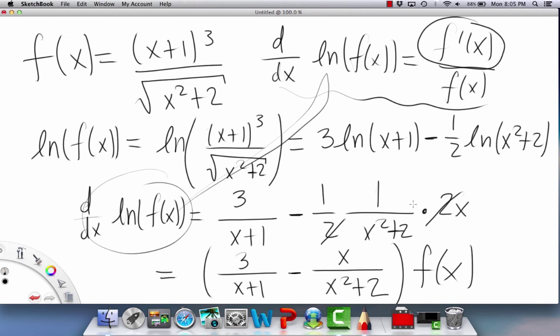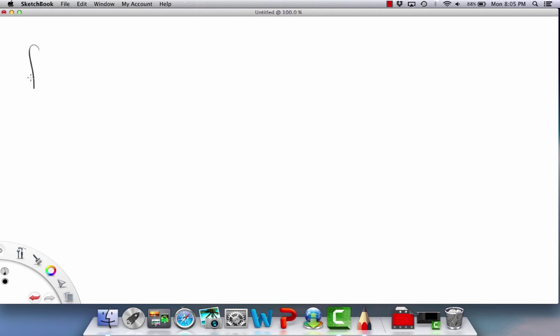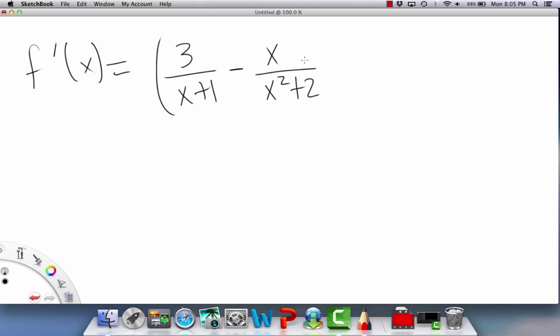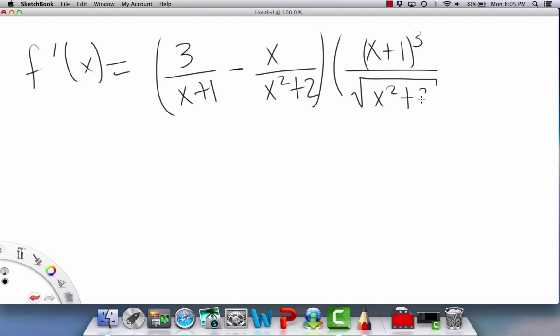Okay, let's go on to a new slide so I have more room to work. So now we have f prime of x equals what we just had, 3 over x plus 1 minus x over x squared plus 2, all of that, because that was the derivative of our ln function, times the original function, which was (x plus 1) to the third over the square root of x squared plus 2. Okay, and now this is our final answer. See how it's pretty complicated? So this was probably the best way to go about it, I would say.